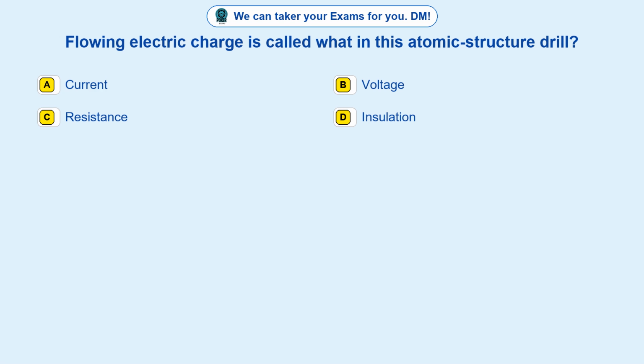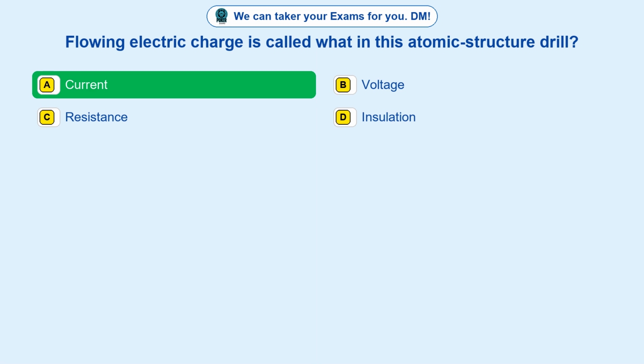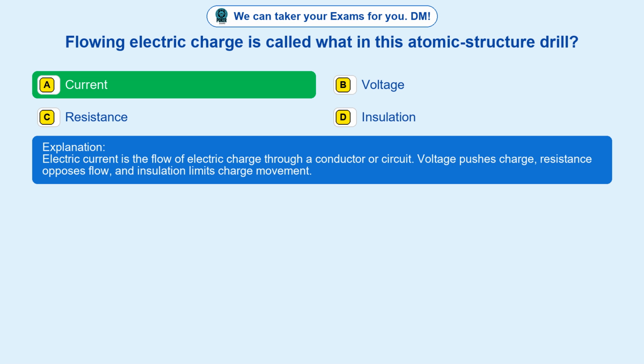Question 69. Flowing electric charge is called what in this atomic structure drill? Option A, current. Option B, voltage. Option C, resistance. Option D, insulation. The correct answer is option A, current. Electric current is the flow of electric charge through a conductor or circuit. Voltage pushes charge, resistance opposes flow, and insulation limits charge movement.